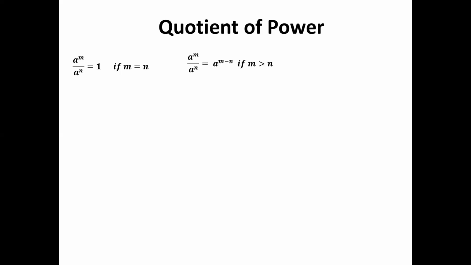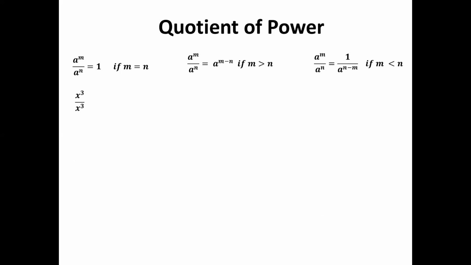Pangalawang kondisyon, a to the m over a to the n. Kapag ang m daw ay mas lamang sa n or m is greater than n, ang value ng ating quotient of power is a raised to m minus n. And then followed by the third condition, a to the m over a to the n is equal to 1 over a raised to n minus m kung saan ang value daw ng m is less than n.